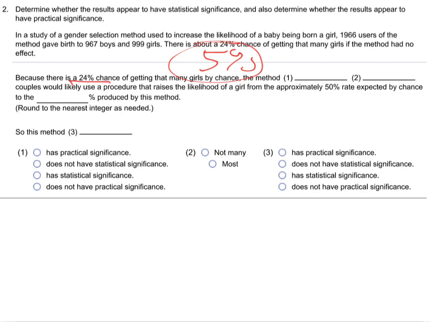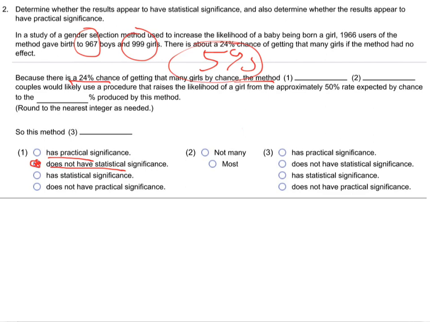24% chance. What are we supposed to say here? Has practical, does not have statistical. Yeah, that's it. Does not have statistical significance, because that 24% is too high. That could have been just luck. There's a quarter chance that was just luck. The fact that there were some more girls born than boys, there's a 25% chance that would have happened anyway. So that's just too high of a chance. Could the treatment be working? Maybe, but there's not strong evidence, is what we're saying.